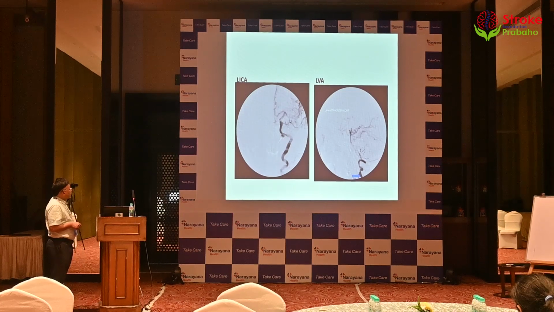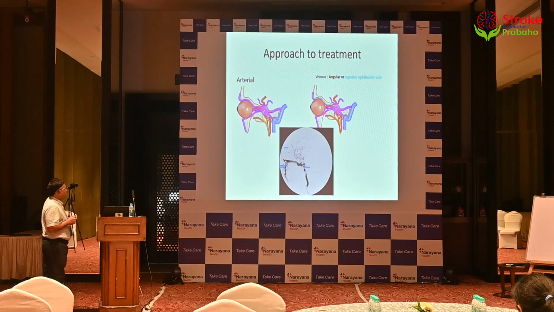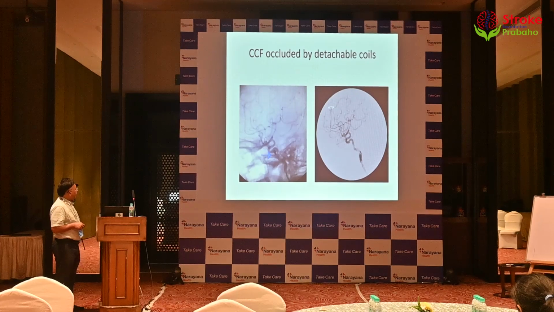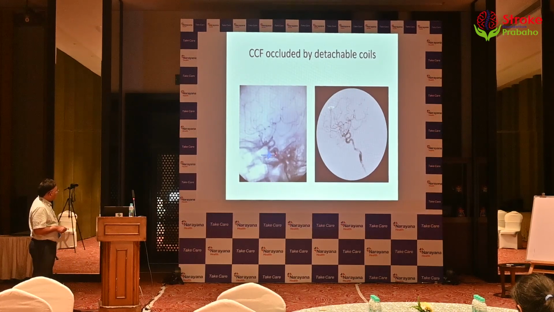Along with this, on the left side, there is an aneurysm on the petrous ICA. There is an aneurysm on the vertebral artery. So the approach of treatment can be arterial or can be venous through the angular or superior ophthalmic vein, through this or through this. So arterial approach can be like this. So we went with the arterial approach. So basically the rent was not here, the rent was in the petrous segment of the ICA because our microcatheter went from petrous segment to the cavernous sinus and the fistula was completely occluded.